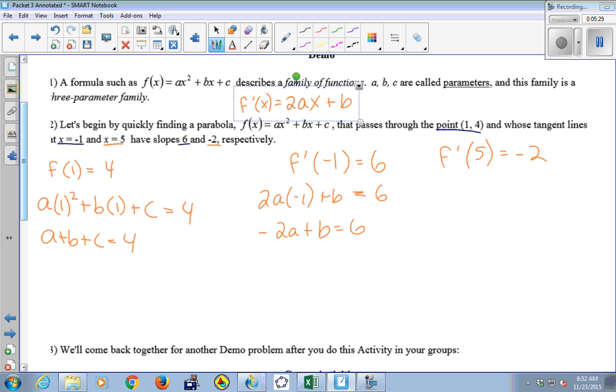So if I plug a 5 into f prime for x, I get 2a times 5 plus b, it's supposed to be -2. So 10a plus b equals -2. So I have 3 equations and 3 unknowns. How do I solve this?